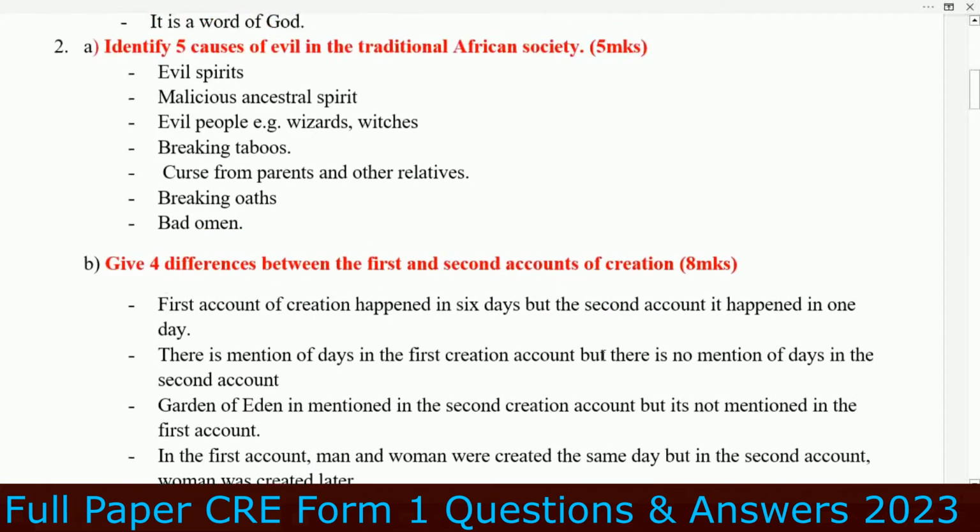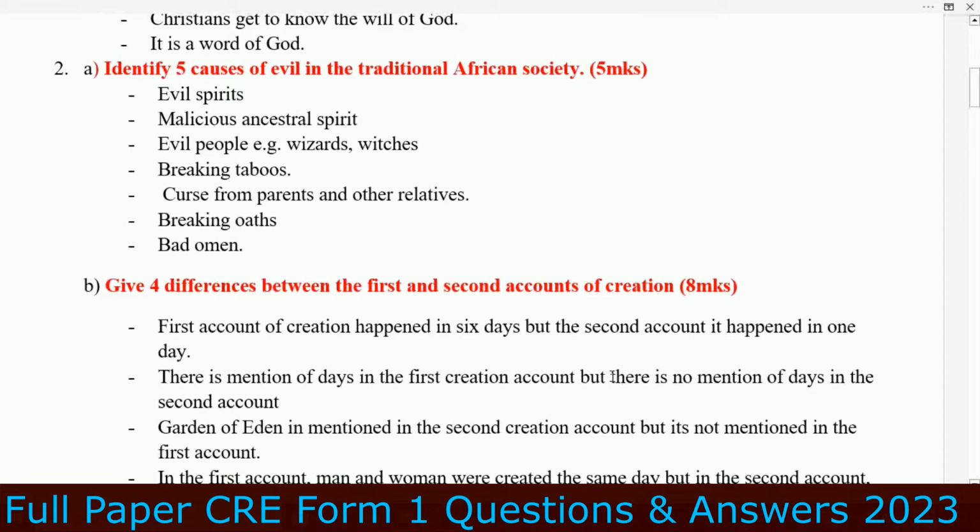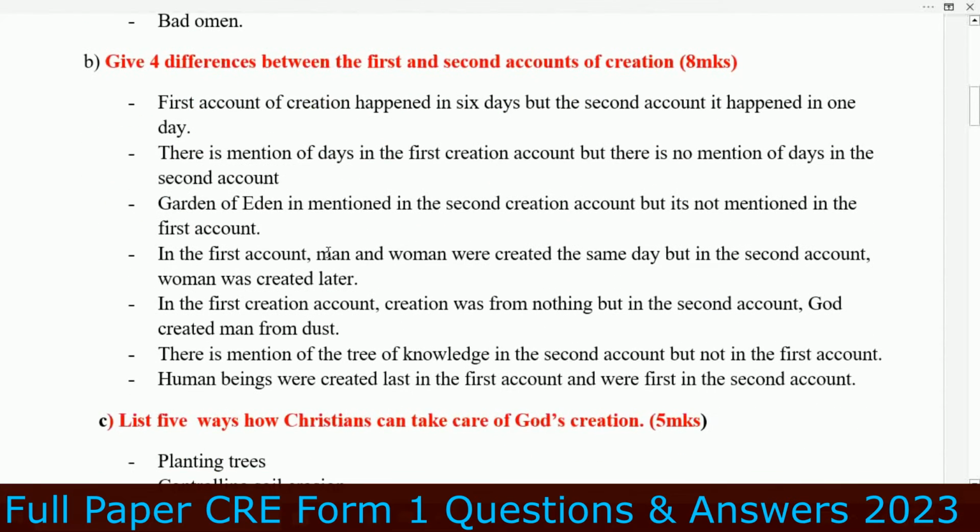Go to number 2. Number 2, identify 2 causes of evil in the traditional African society. What are the causes of evil? Number 1, evil spirits. Number 2, malicious ancestral spirits. Number 3, evil people, e.g. wizards, witches. Next, breaking taboos. Next, curse from parent and other relative. Next, breaking oaths. Next, bad omen.